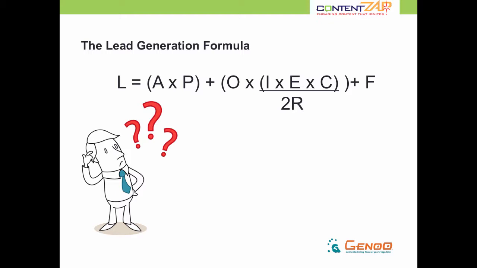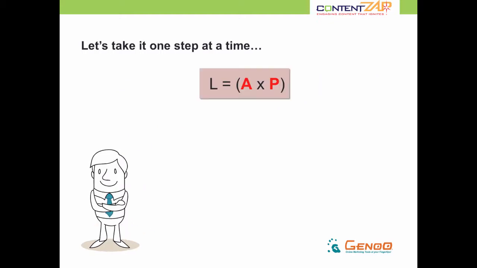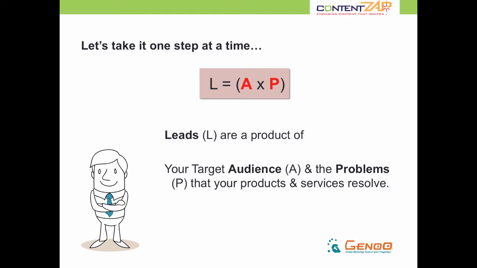What are you doing with this formula? So we're going to take it step by step for you. So let's just break it down, one step at a time. L equals A times P. Leads, L, are a product of your target audience and the problems that your products and services resolve. If you're perceived as resolving problems well and providing solutions that are helpful, you're going to get more leads, right? Because people are going to want your content.